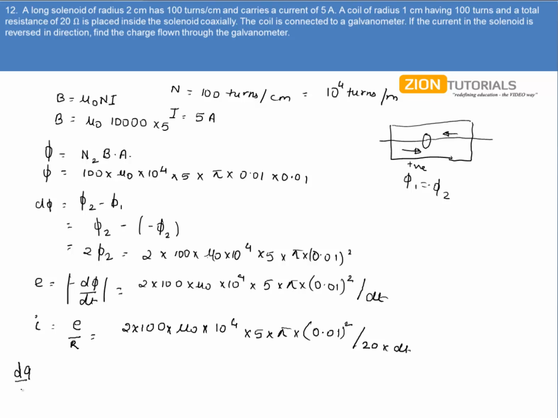dq by dt is given by 2 into 100 into mu naught into 10 to the power 4 into 5 into pi into 0.01 whole square, divided by 20 into dt. So this dt and this dt will go off, and we have the charge that flowed through the coil. On solving this equation, we get the value of q as 2 into 10 to the power minus 4 coulomb. That is the answer.